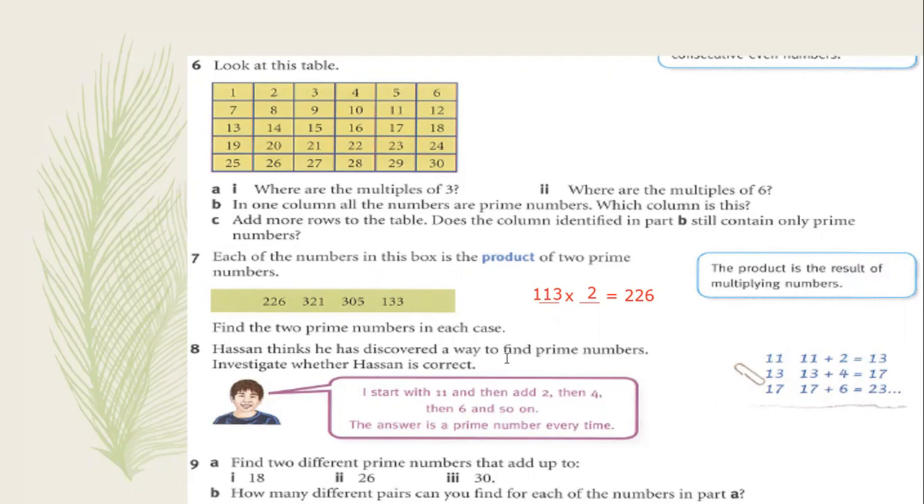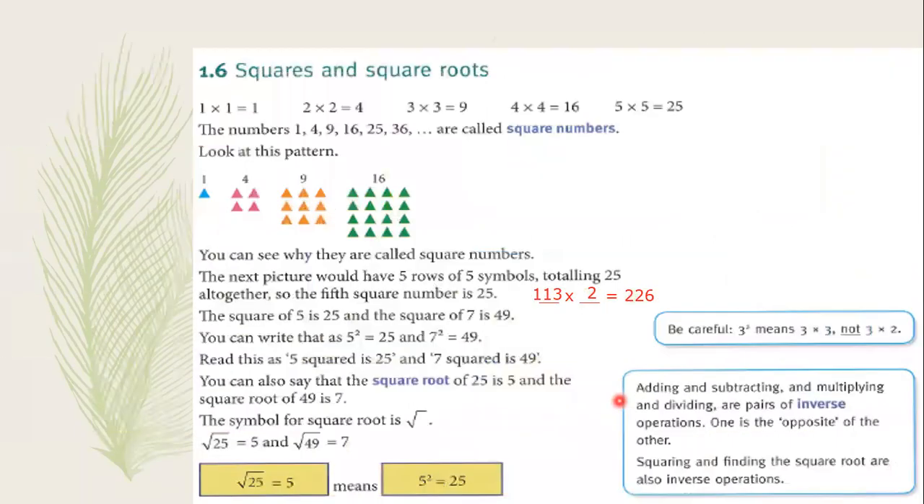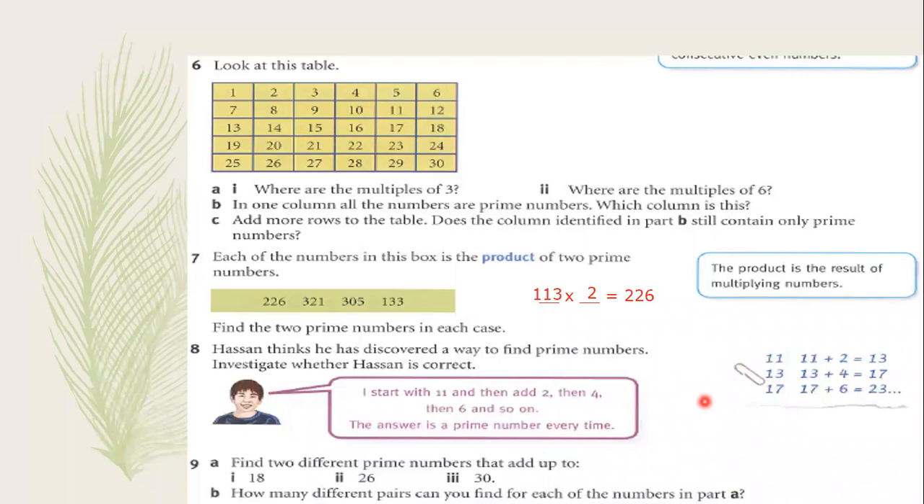Okay class, back to our class. Now here Hassan is thinking, discover a way to find prime numbers. He says we increase by an odd number, then an even number, and we will get the same answer, like 11 plus 2 is 13, 13 plus 4 is 17, 17 plus 6 is 23. Is it possible that we will find these numbers easily? Let's check. I don't think so, because there are few numbers.